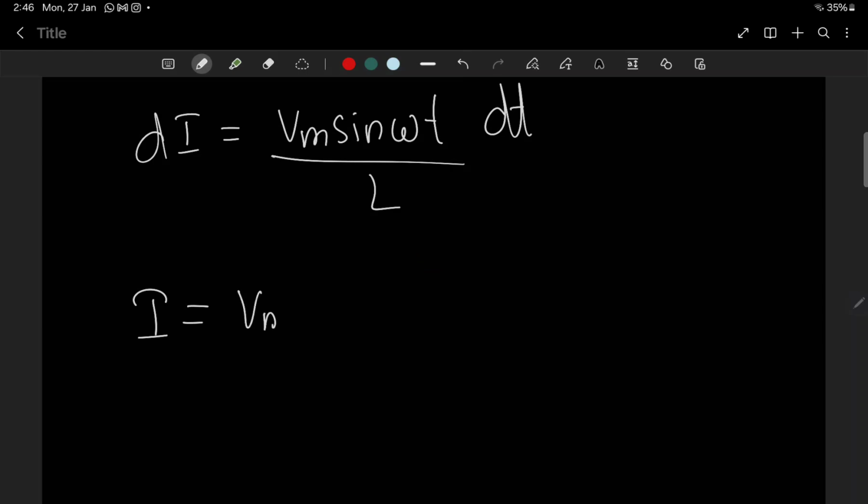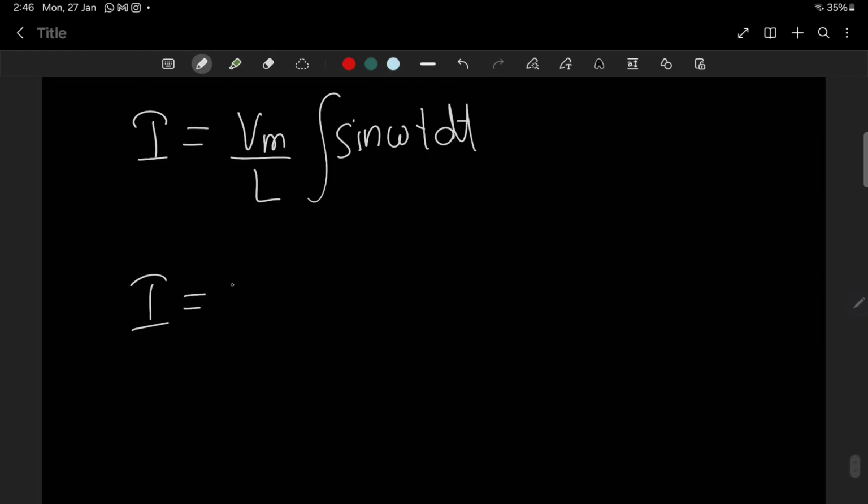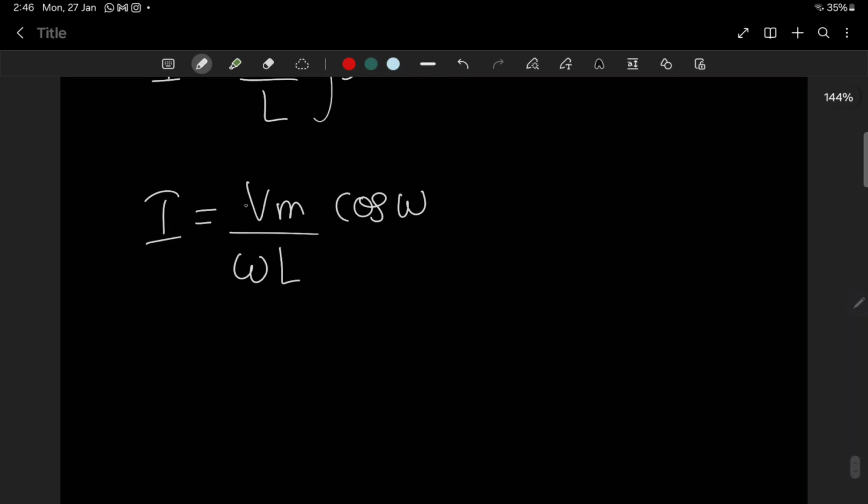I equal to Vm by L is outside, integral of sin omega t dt. So 1 by omega will come outside, then the integral. So Vm by omega L into minus cos omega t. This is the thing we found out. This is I.